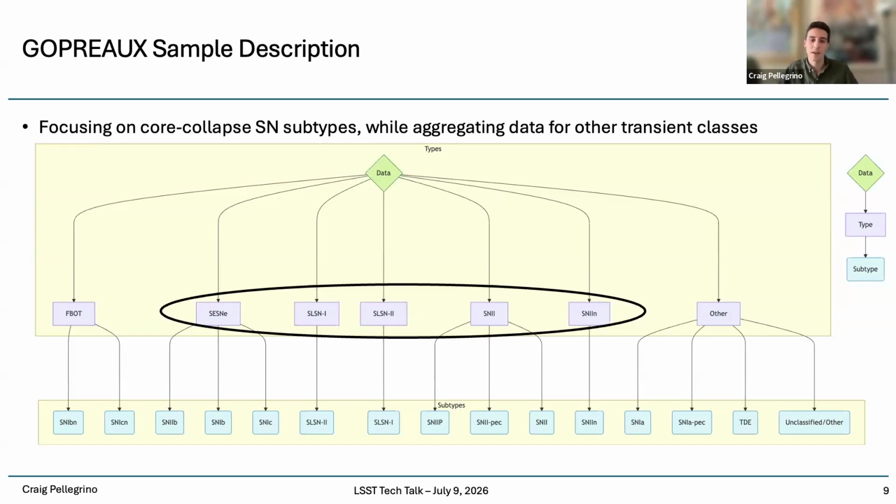So if you're a type 1A fan, I'm sorry that I've thrown your favorite supernovae into this other bin, but this is mostly to inform our own internal modeling efforts. And all of the data for these type 1As are still processed and available if anyone's interested in working with them.